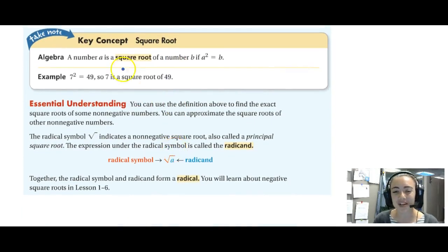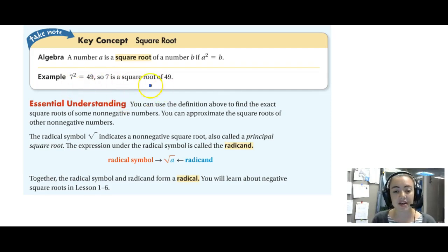So square root. Probably heard of square root before. If you remember, the square root of a number is kind of like the inverse operation of squaring something. So this one says if a number a is the square root of a number b, if a squared equals b. So that a is that square root because if you would square it, you would get to that original number b. You're probably more comfortable going through this with specific numbers, maybe rather than variables, but it's good to think of it in both terms.